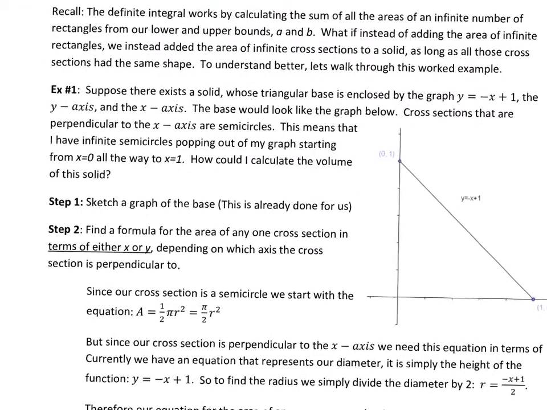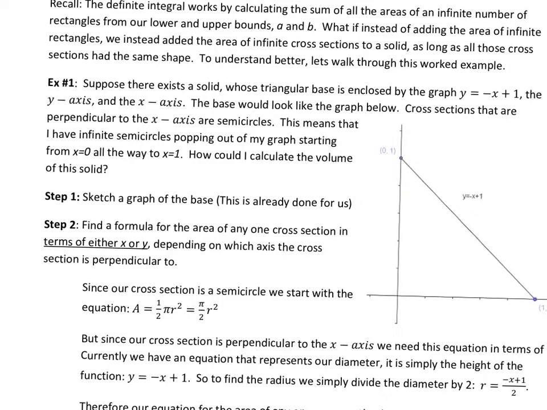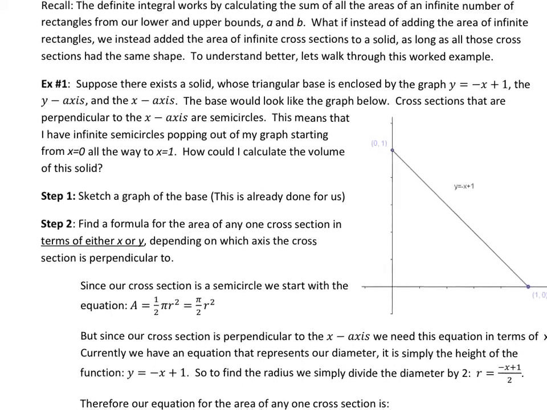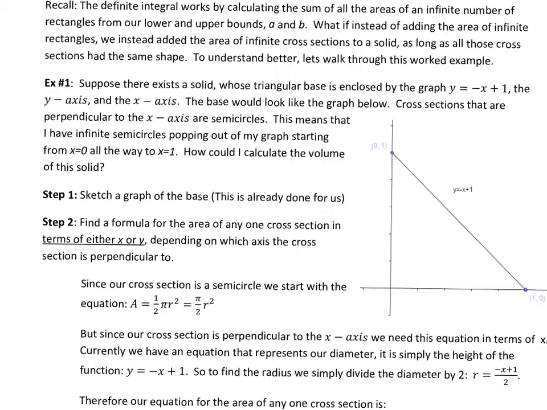First off, they say, suppose there exists a solid whose triangular base is enclosed by the graph y equals negative x plus 1. We happen to have a graph already here, so that's super helpful. The y-axis and the x-axis. So here's the y-axis and the x-axis. So this is the base of a solid. Cross sections that are perpendicular to the x-axis are semicircles. That means semicircles are popping out of the screen here, because this is a three-dimensional figure.